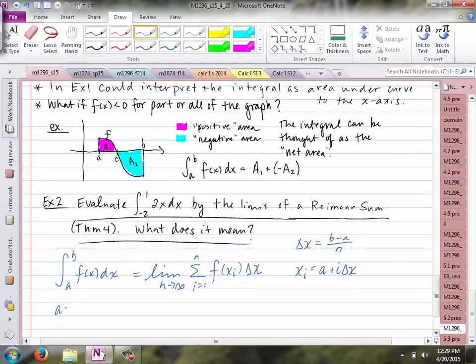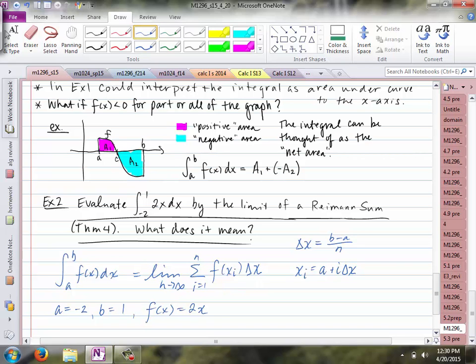What's our a in this problem? -2. What's our b? 1. We're just getting that from the integral notation, the -2 and the 1. And their placement is telling us the a and the b. The a is the bottom one, the b is the top one. Good. What is our function? f of x is 2x. And I can tell that again by comparing theorem 4 with what was given.